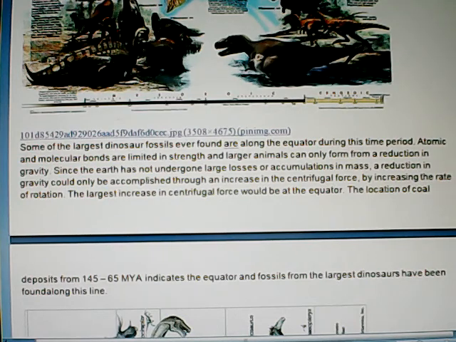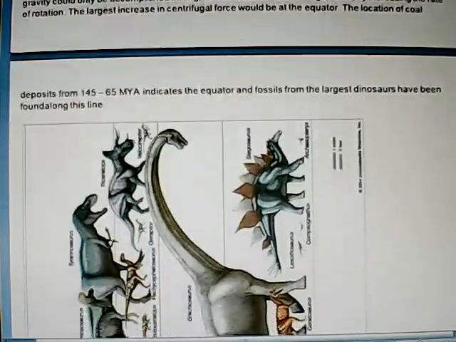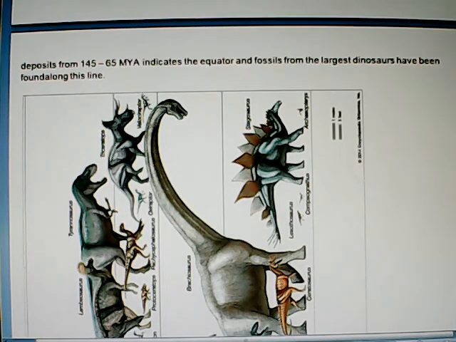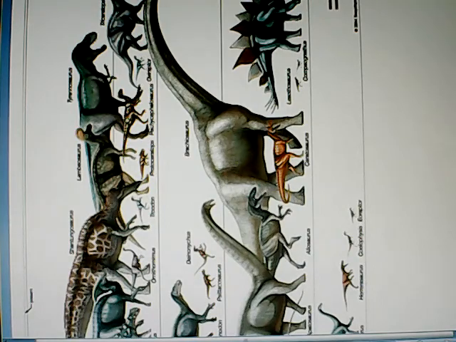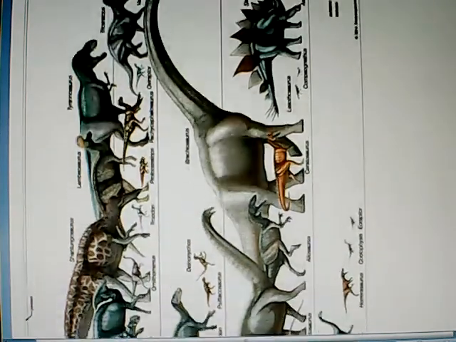The location of coal deposits from 145 to 65 million years ago indicate the equator, and fossils from the largest dinosaurs have been found along this line. Okay. Here we have during the Jurassic, when the largest dinosaurs were alive, and then here's where the Morokweng impact occurred. Don't exactly know what happened 97.5 million years ago, but these are the animals that died out 65 million years ago.